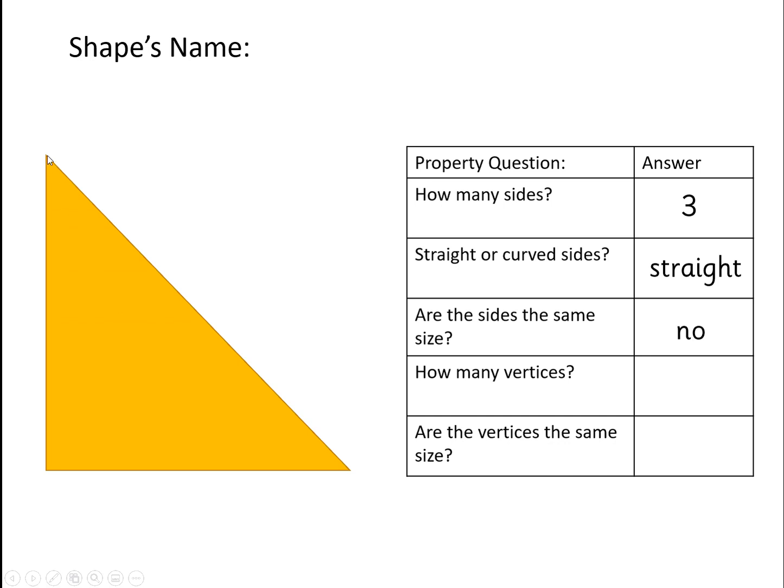How many vertices? 1, 2, 3. And are the vertices the same size as that angle? Same as that angle? No, it's not. So, no. And the shape's name is a triangle.